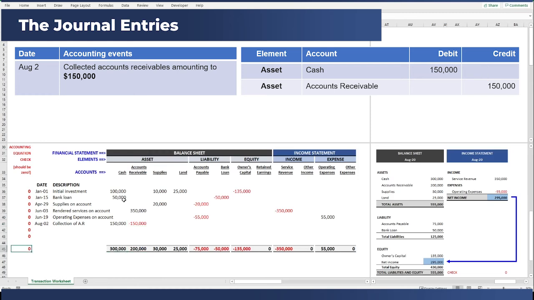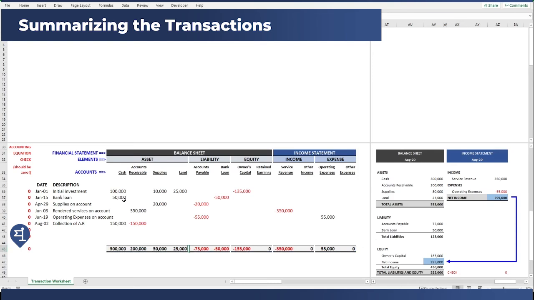And now we're done. We now have to check if the trial balance is balancing or if our financial statements are balancing. And we have a final check here below to check our totals. If you go to the right of the screen, you will also see how the balance sheet and the income statement will look like for this simple company. We have a $300,000 of cash linked to the total of the cash account, 200,000 of accounts receivable linked to the total of the accounts receivable column, 30,000 of supplies, and 25,000 of land, having a total asset of 555,000, which is equal to your total assets here in your transaction worksheet.